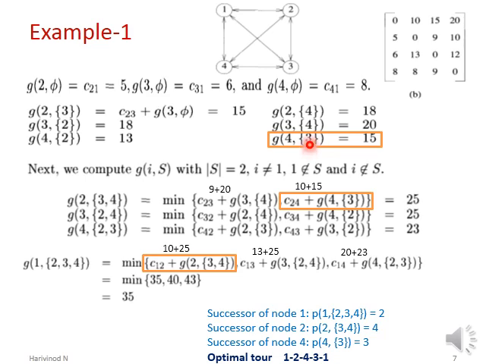All the 4 vertices, we started from 1, then 2, then 4, then 3. The 4 vertices are explored, now come back to 1. So now the overall optimal tour is 1 to 2, 2 to 4, 4 to 3 and 3 to 1. The optimal cost is 35.